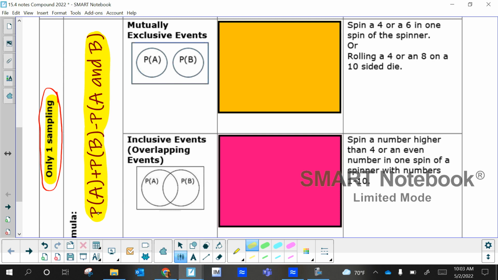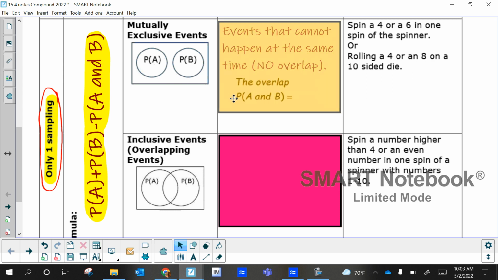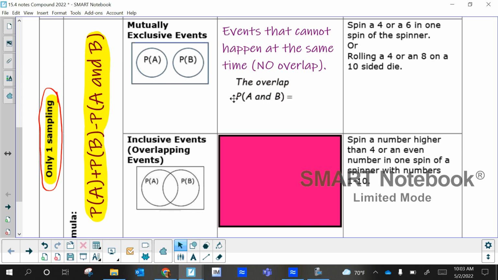So let's look at the first one. The first one we call mutually exclusive events. So let's write the definition of that. This is in which events that cannot happen at the same time, meaning there is no overlap, okay? So basically, this formula is not going to include that last part. So this one, because the overlap is simply a 0, okay? So that's a 0. It does not exist. So if that's a 0, then really you're looking at just the probability of A plus the probability of B.